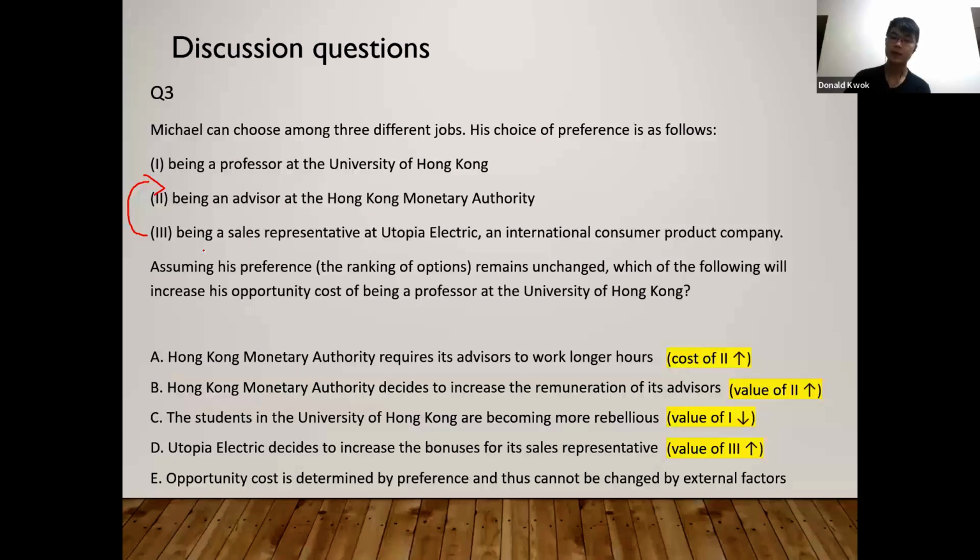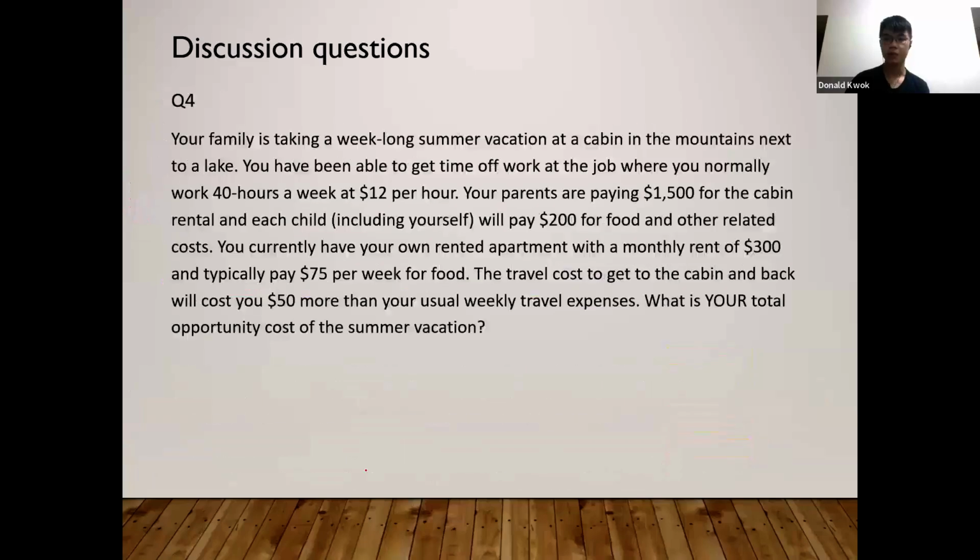However, this is not possible because the question assumes the preference or the ranking of options remain unchanged. So it cannot happen that the value of option 3 surpasses the value of option 2. So this is why D cannot be a correct answer. Right? So the only correct answer would be B. Okay, so that's all for question 3, and we'll move on to question 4.